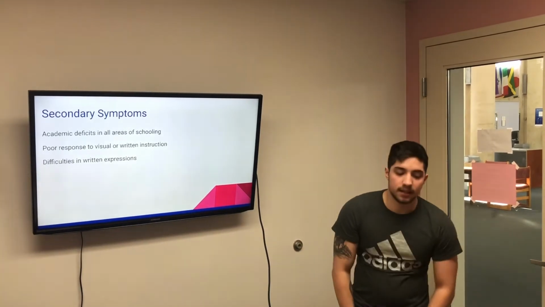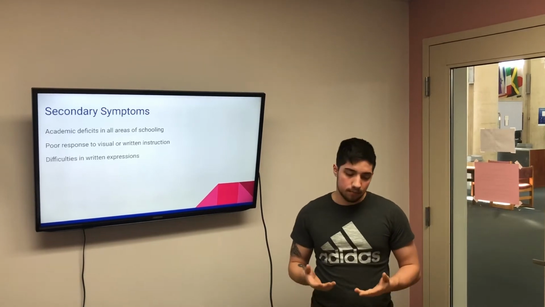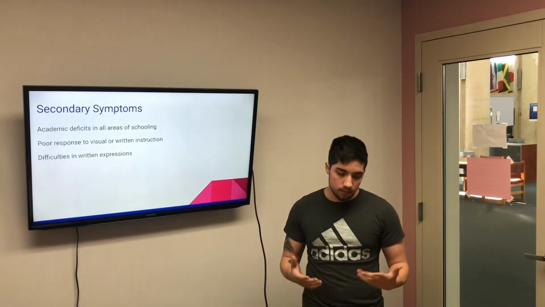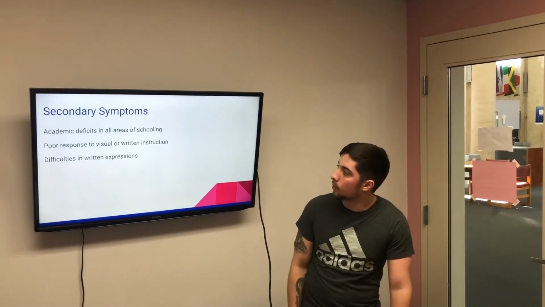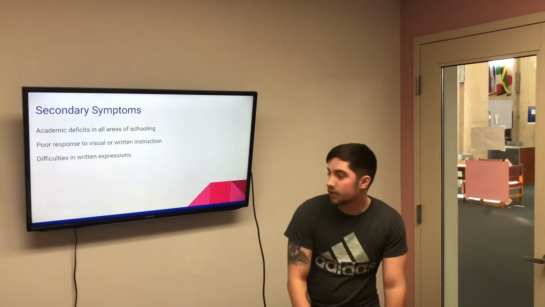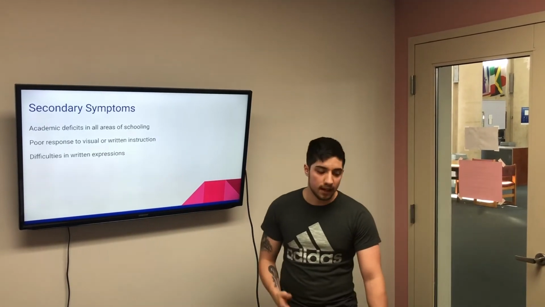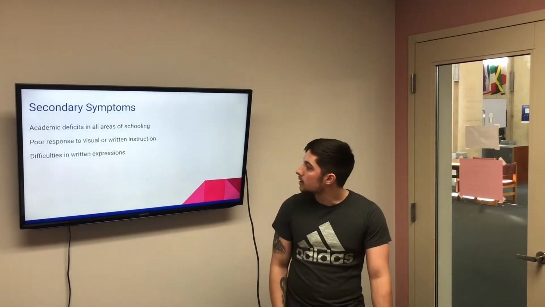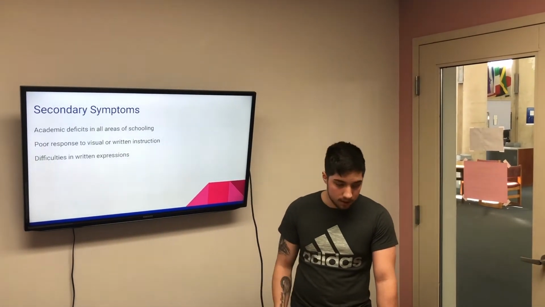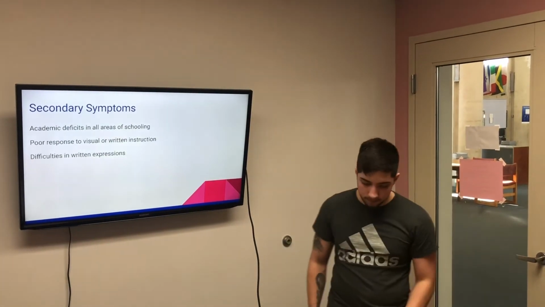Secondary characteristics would be academic deficits in all areas of schooling. If you are poor in reading, you have to read for all types of problems, science, math, so academically you can perform worse in all areas. Poor response to visual or written instruction. Obviously, if you have really bad reading LD or something like dyslexia, it might be hard to completely understand the questions being asked. And difficulties in written expression as well.